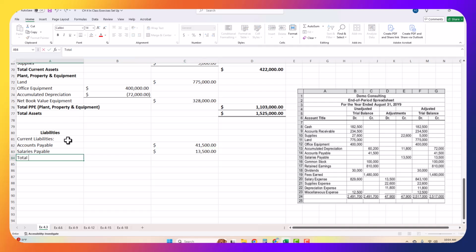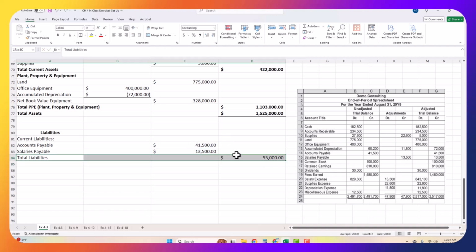So I'm going to have total liabilities. I don't need to say current because there's no non-current. It's just total. So we don't need a separate non-current. And I'm going to add those up.